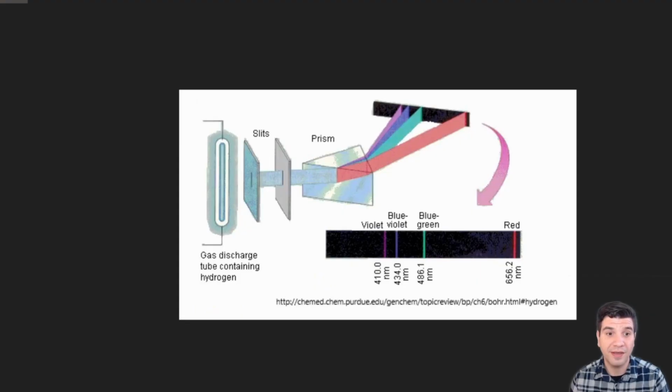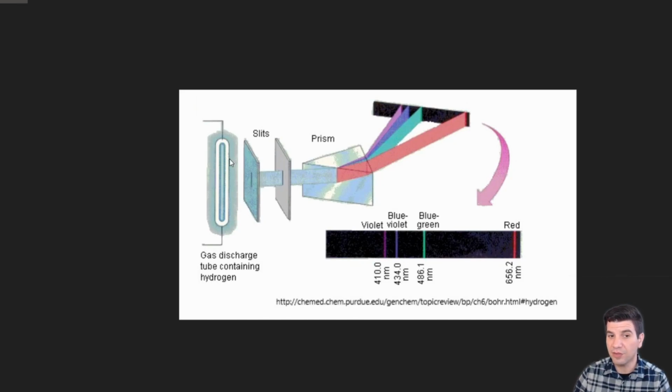So if we were to take a glass tube filled with hydrogen gas and then run a high current through it, it would emit radiation. And in this case, the radiation would be primarily light of very specific wavelengths. In fact, you can see here that as the light passed through the slit and entered into our prism, it can then be converted into a series of these emission lines.